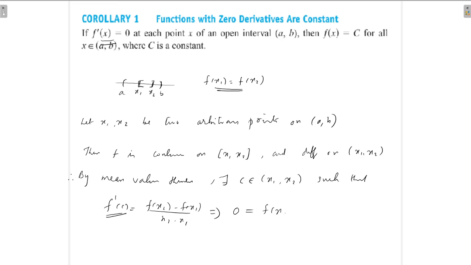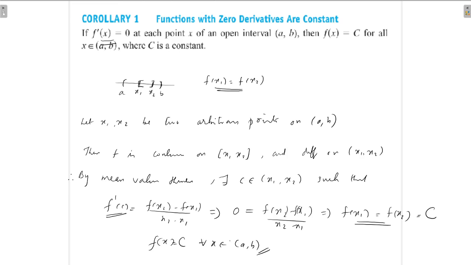Then the numerator, f of x2 minus f of x1 over x2 minus x1, is equal to 0. So this implies f of x2 minus f of x1 is 0. Hence f of x1 equal to f of x2. So at any 2 points x1 and x2, f has the same value, say some constant C. So this shows that f of x equal to C for all x belonging to the open interval (a, b). So this is an application of the mean value theorem.